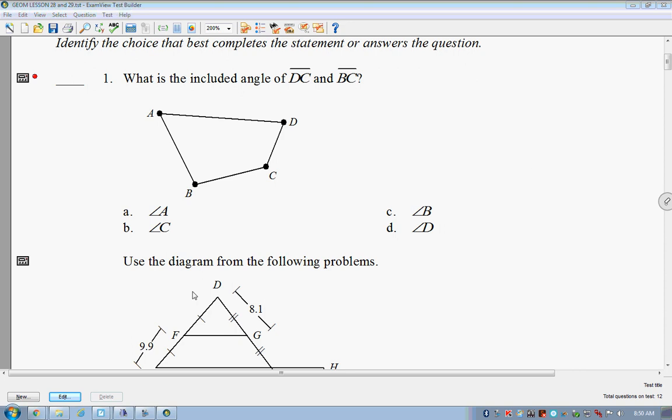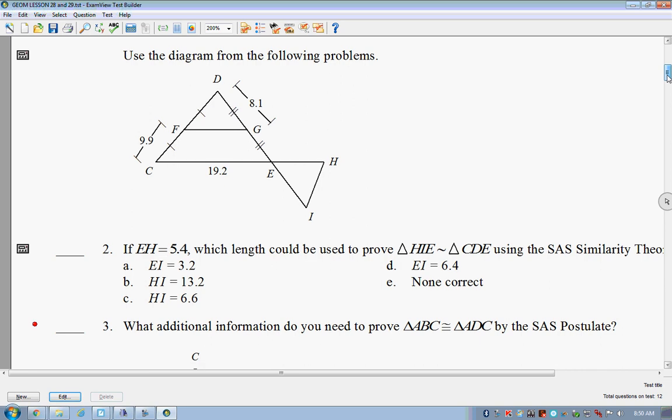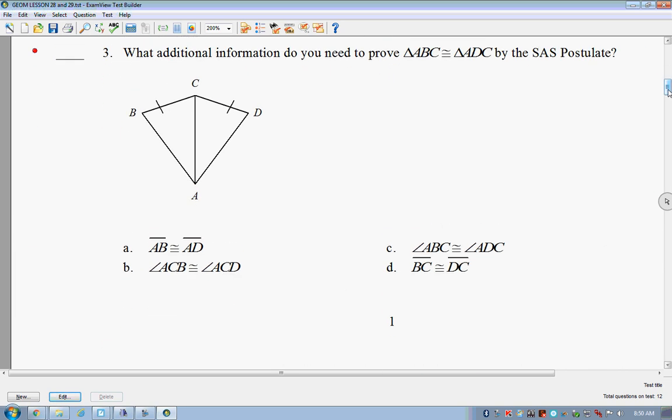All right, let's try another one. We are going to skip this question for now. Number 3, what additional information would we need to prove that these two triangles are congruent using the side angle side postulate? Michael, what do you think? They tell me that CB is congruent to CD, right?